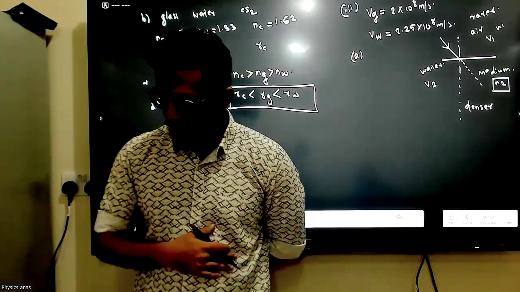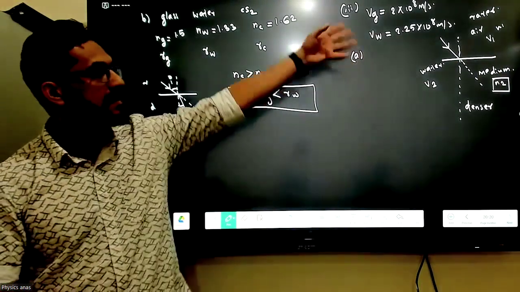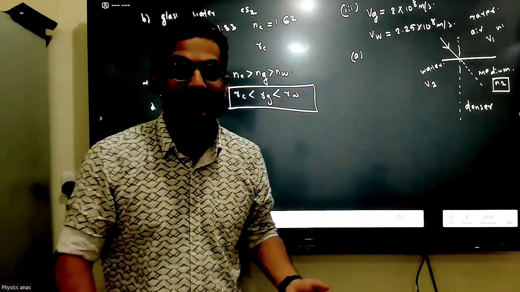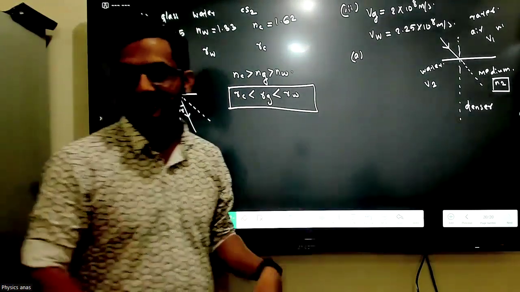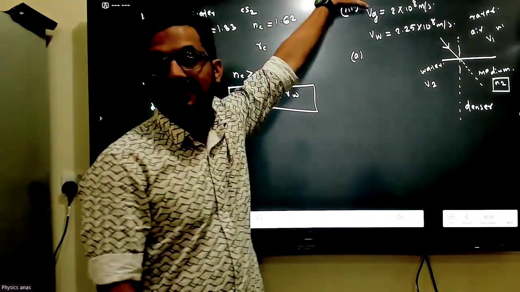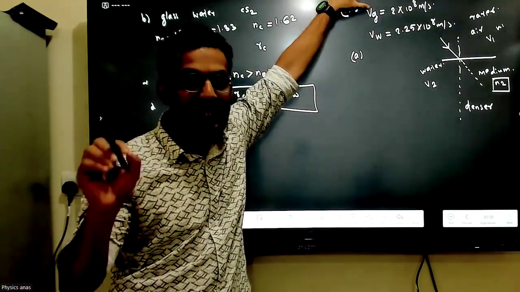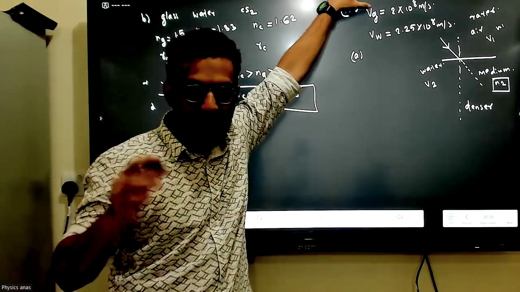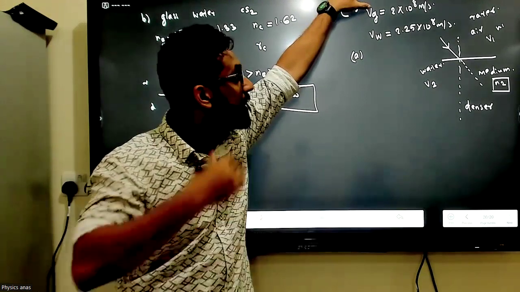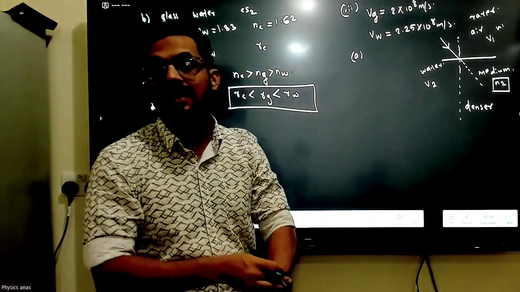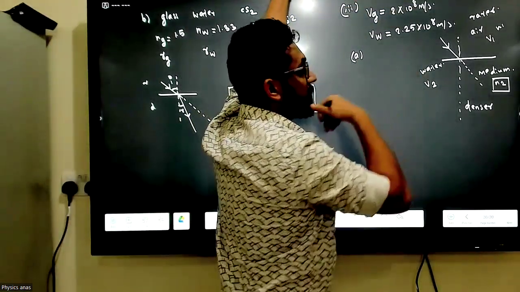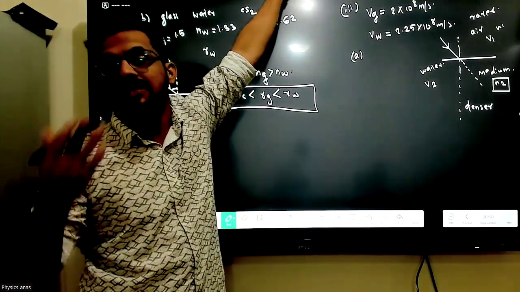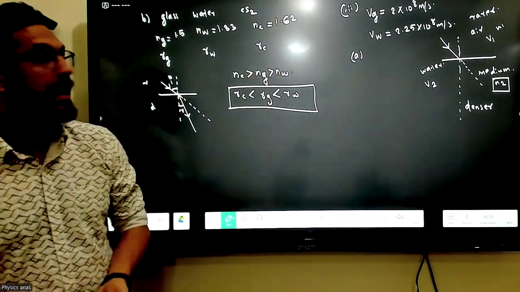So what is the question? Which of these is optically denser, glass or water? Glass is optically denser because it has less speed. It shows less speed of light through it. Light slows down when it enters glass. That means glass has larger refractive index and greater density. So you can write it.